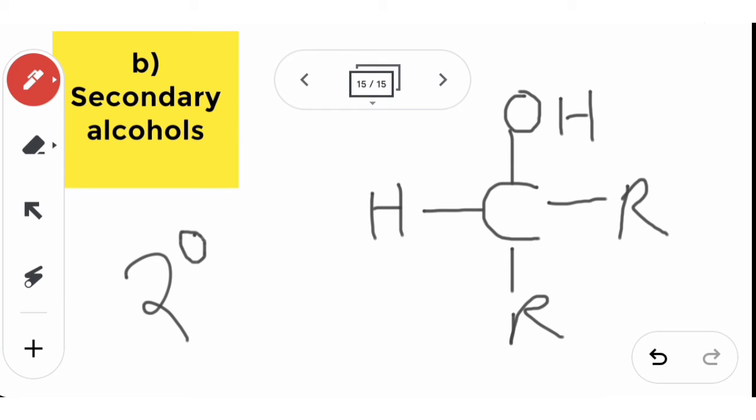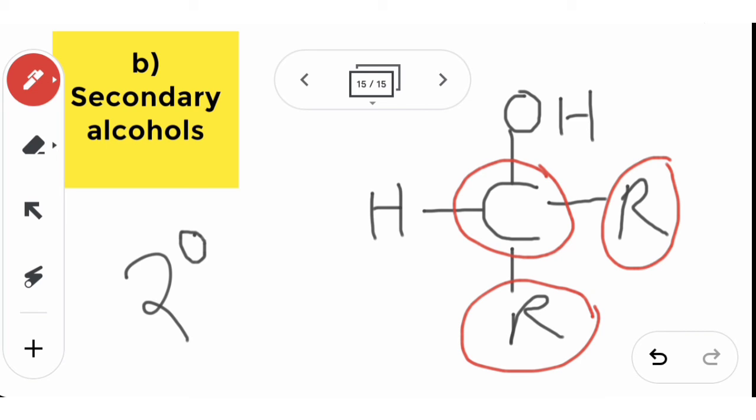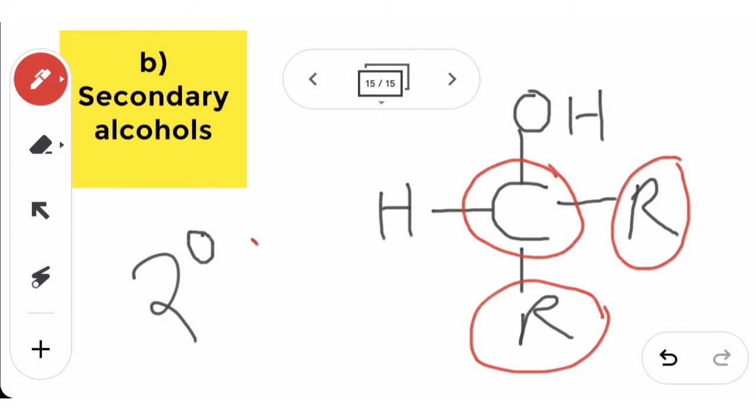For you to have secondary alcohols, you need to have two alkyl groups attached to the alpha carbon. We know the alpha carbon is this carbon right here, the carbon which is attached to the functional group. So if you have two alkyl groups, you can see we have this alkyl group and also this other alkyl group. So if you have two alkyl groups attached to the alpha carbon, then what you have is a secondary alcohol. So this is the symbol for secondary alcohols. You have two, then you also have the degree symbol there.